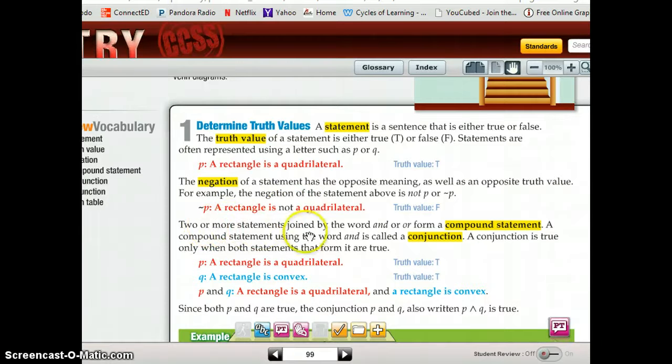When we put two or more statements together joined by the word and or, we get a compound statement. Compound meaning two things or more put together. So a compound statement using the word and has the name conjunction. A conjunction is true only when both statements that form it are true. If we're using the word and, that means both of them have to be true for the overall statement to be true. So let's take a look at our examples.